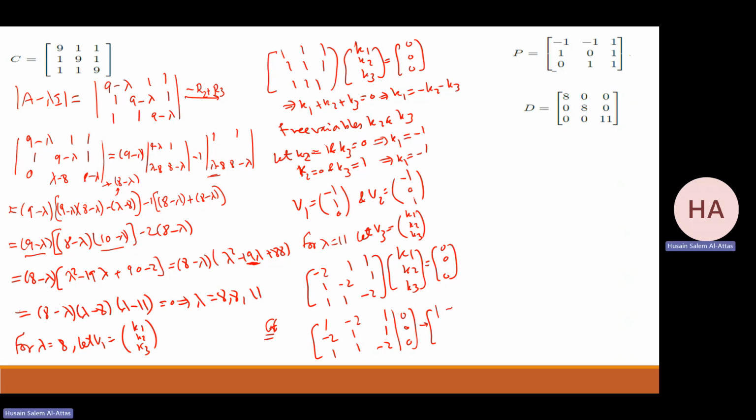Do the calculation. That gives me what? This is 1, -2, 1. Multiply by 2 and add, that will be 0. That will be 5 — by 2, that will be -3, sorry. By 2 and add, that will be 3, not 2. By -1 and add, that will be 0. By -1 and add, that will be 3. By -1 and add, that will be -3.